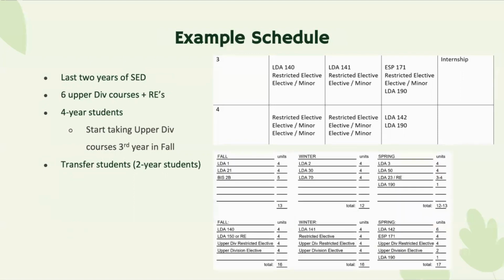This next table is for a transfer or a 2-year SED student. Your 1st year at UC Davis includes all of the lower division LDA courses for the major, with each quarter having about 3 classes each. In your 2nd year at UC Davis, you will take your depth subject matter courses along with your restricted electives and other upper division courses to help you reach the 54 upper division unit requirement.